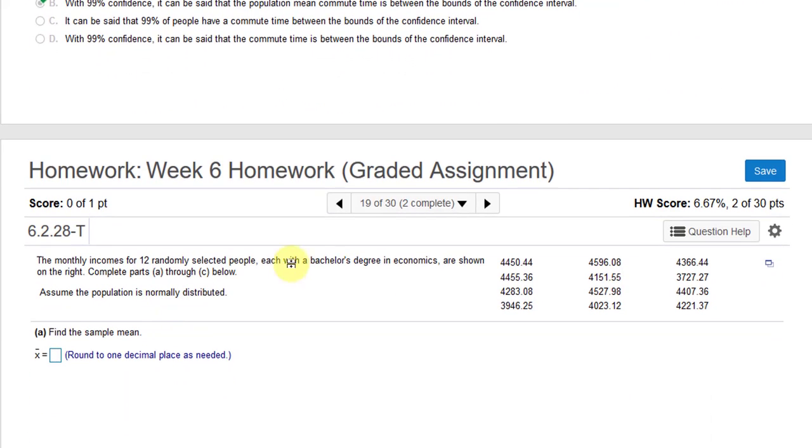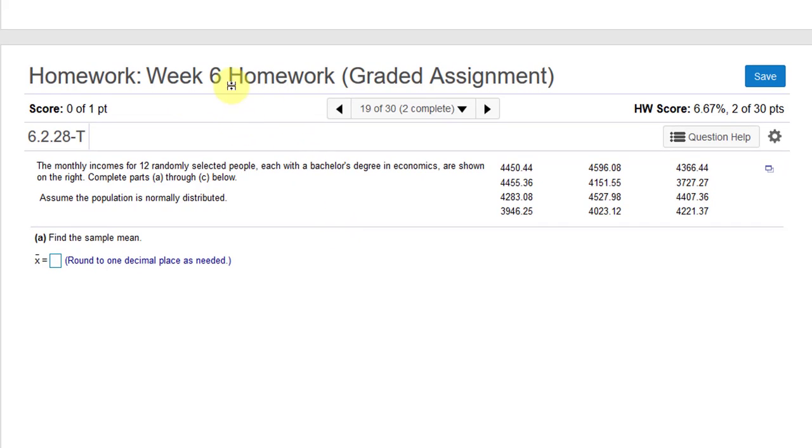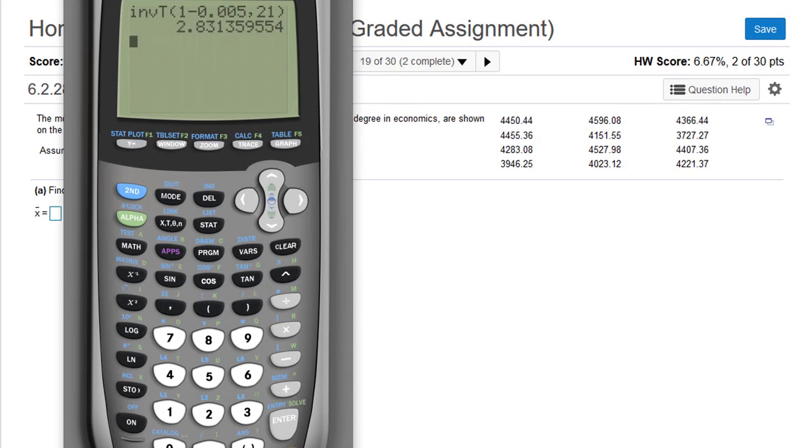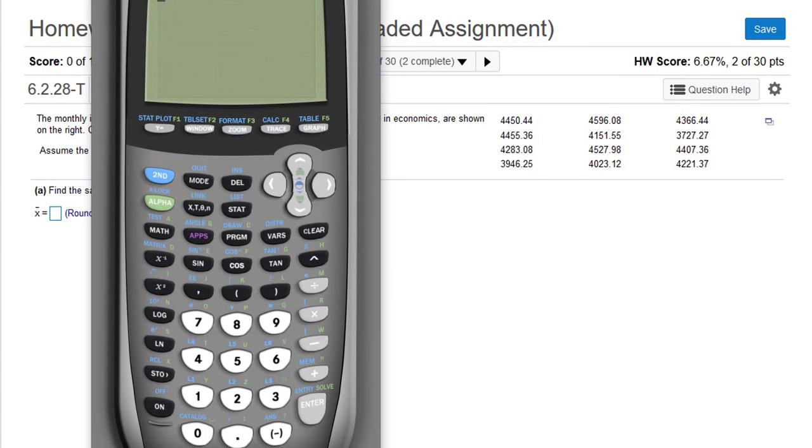Okay, the next problem is your question 19 on the same assignment, week 6 assignments. And in this question, you are given the table. This is the monthly incomes for 12 randomly selected people, each with a bachelor's degree in economics. Now, the first question is they are asking you to find a sample mean. We can find the sample mean by adding all the numbers together and divide by 12 because we have 12 of them. But we can also use the graphing calculator to do that. It will help you to speed up the process.